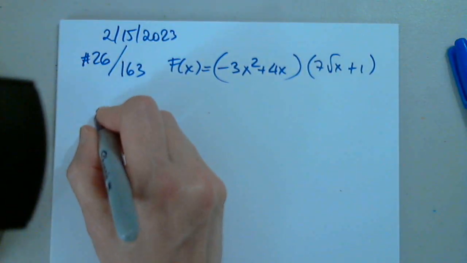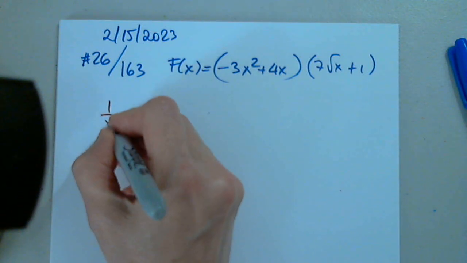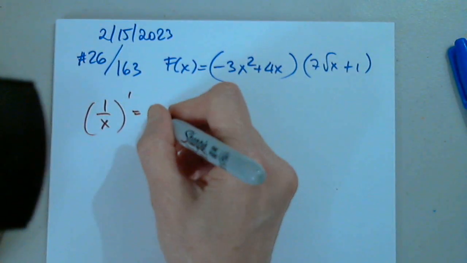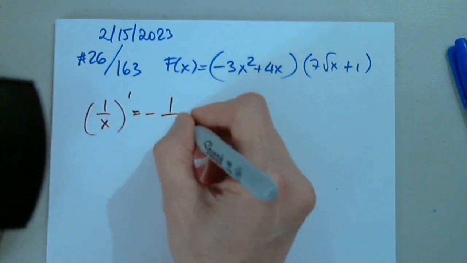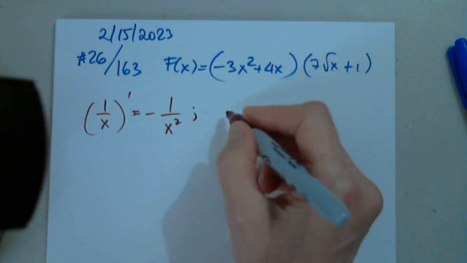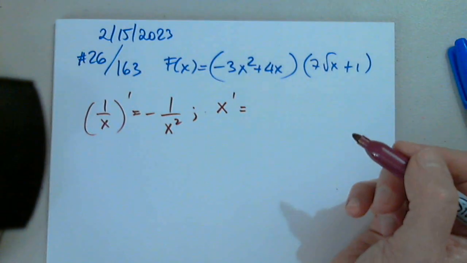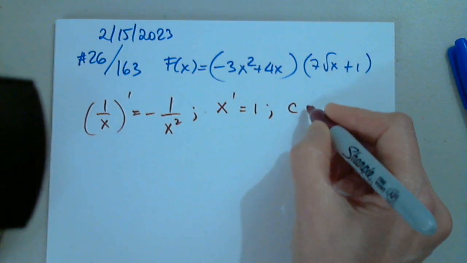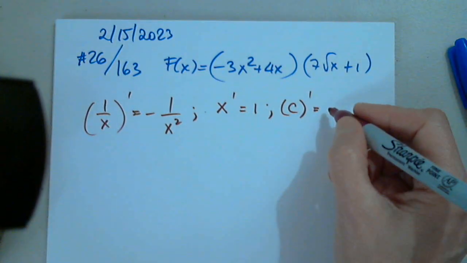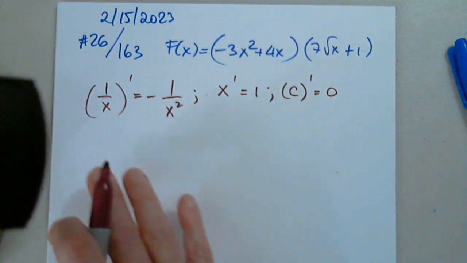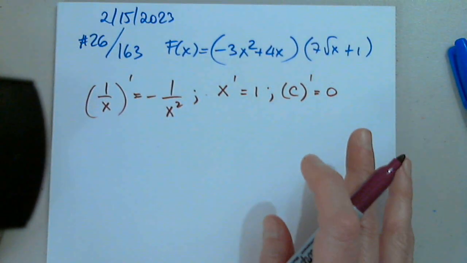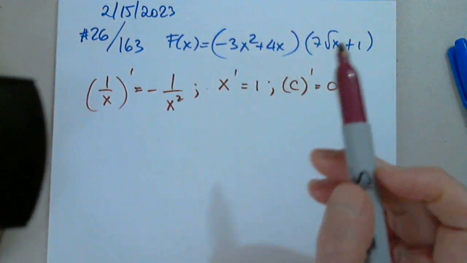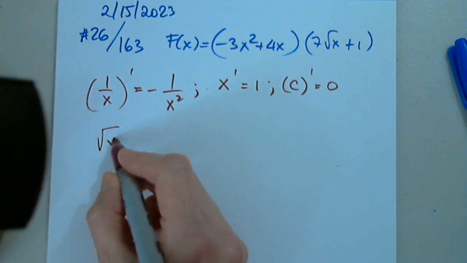Let's refresh our memory. When we differentiate 1 over x, some rules. Negative 1 over x squared. Excellent. When we differentiate x prime, it's 1. Perfect. When we differentiate any constant, 0. Awesome. So these are a few things that we looked at from the very beginning of the differentiation. But now let's also look at the square root of x.